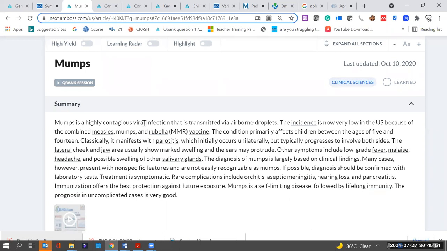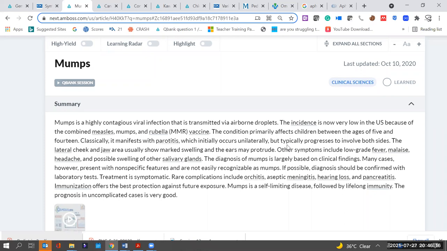So there's less likely chance that the baby is going to get mumps, but maybe in those areas where the children don't have access to the MMR vaccine, they are more prone to develop this. But of course, in well-developed countries, we will not find this one. The condition primarily affects children between the ages of 5 and 14. Classically, it manifests with parotitis, which initially occurs unilaterally. So first on one side, and then both sides will be involved.